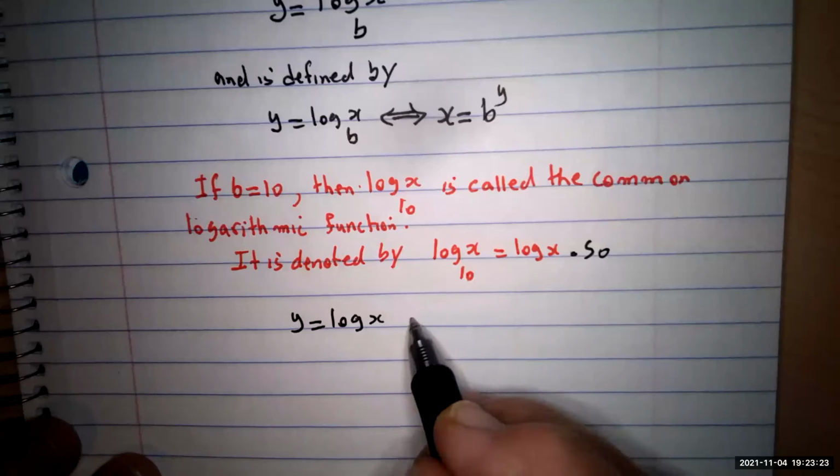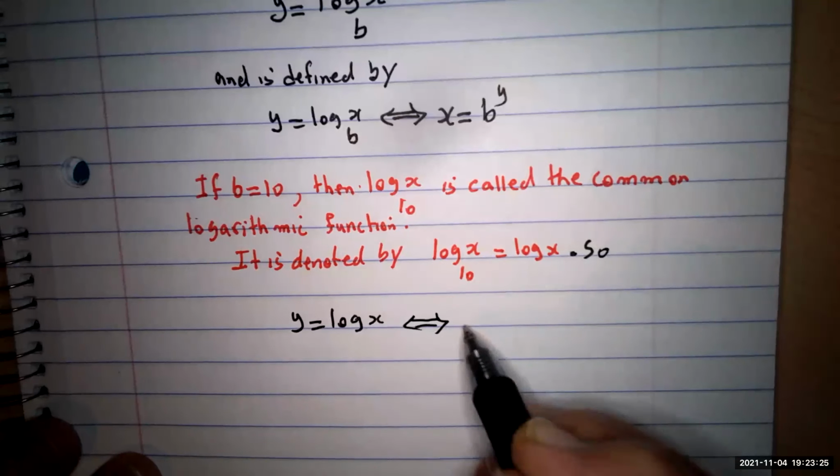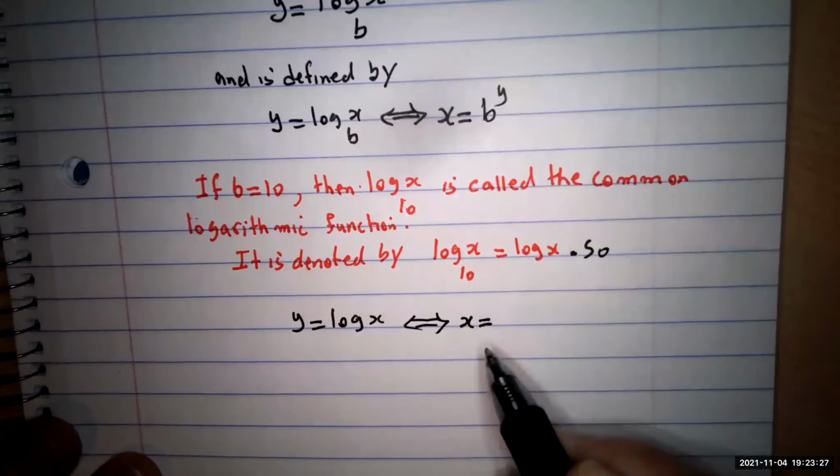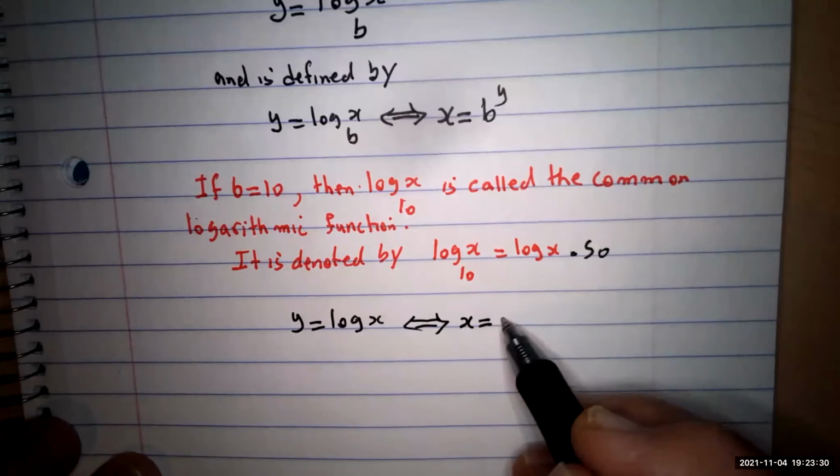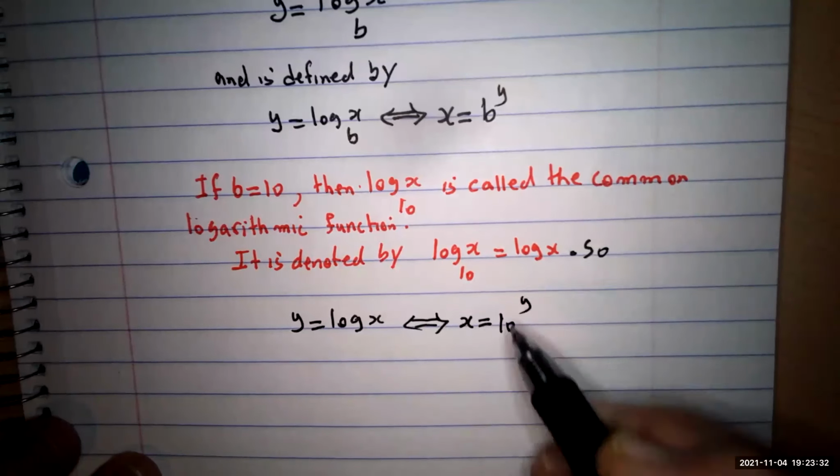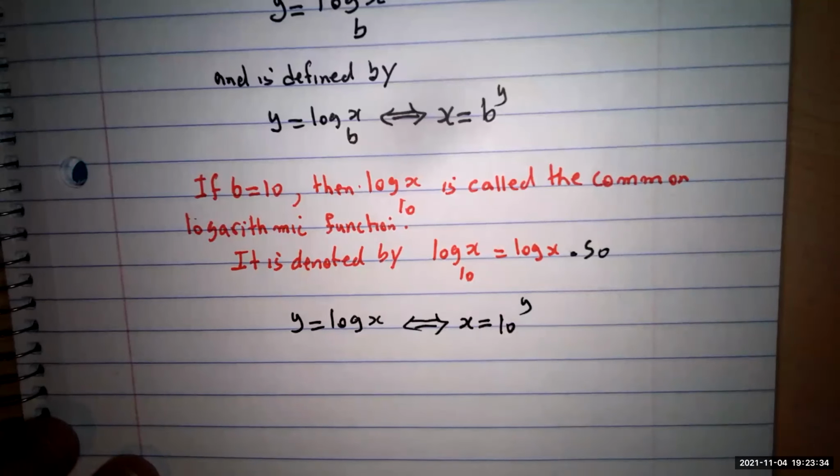In the case of the exponential function, you must know that x is equal to the base to the y. The base is 10, so 10 to the y. It's just a popular one to write down.